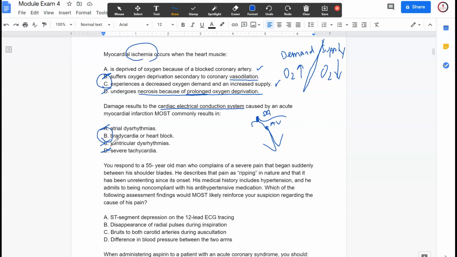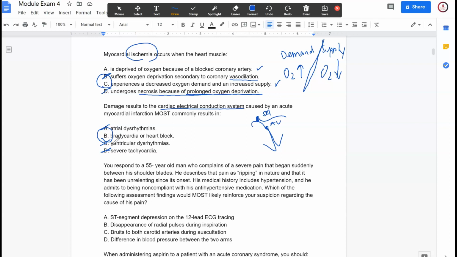All right, you respond to a 55-year-old man complaining of severe pain that began suddenly between his shoulder blades. He describes the pain as ripping in nature and unrelenting since its onset. Medical history includes hypertension, and he admits to being non-compliant with his antihypertensive medication. Which of the following assessment findings would most likely reinforce your suspicion regarding the cause of his pain? So the first thing you need to do is have a suspicion as to what the cause of his pain is.